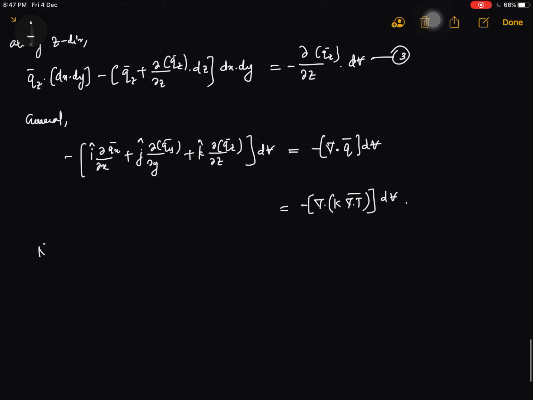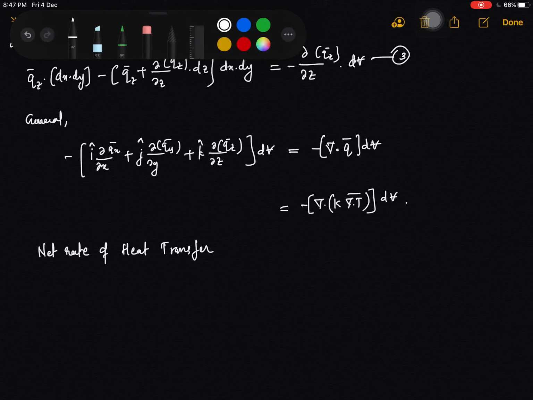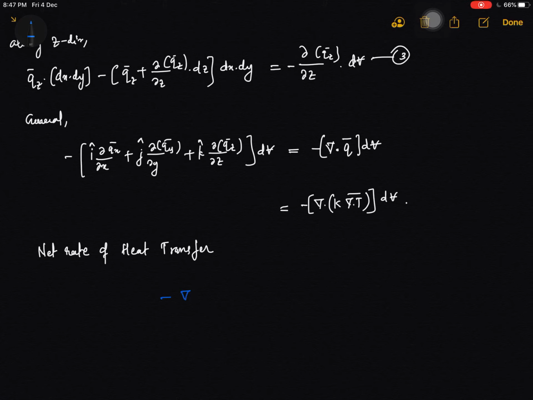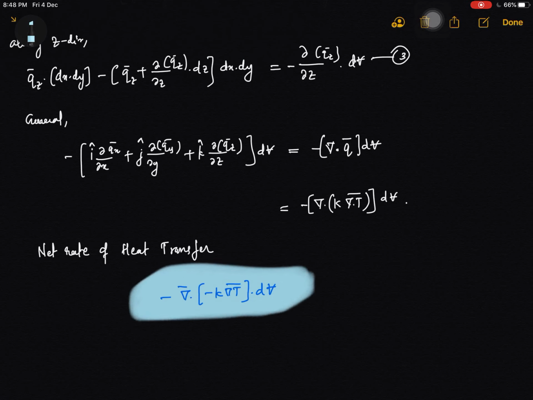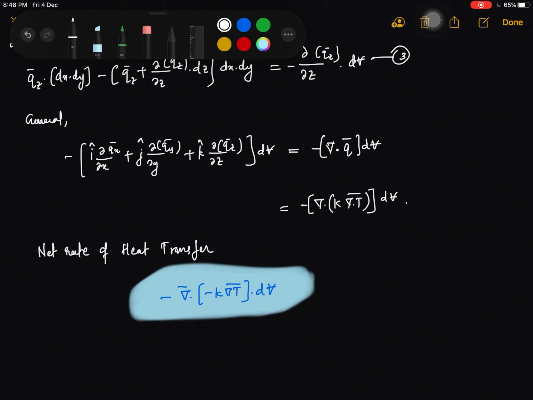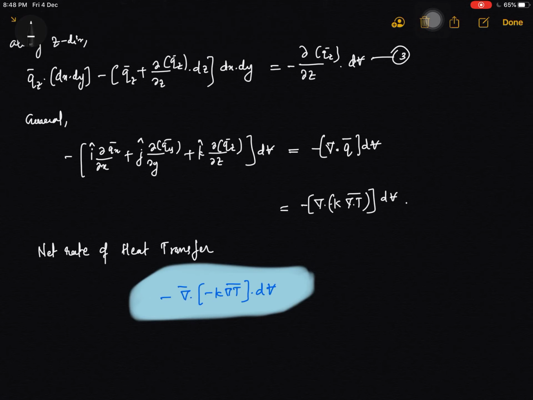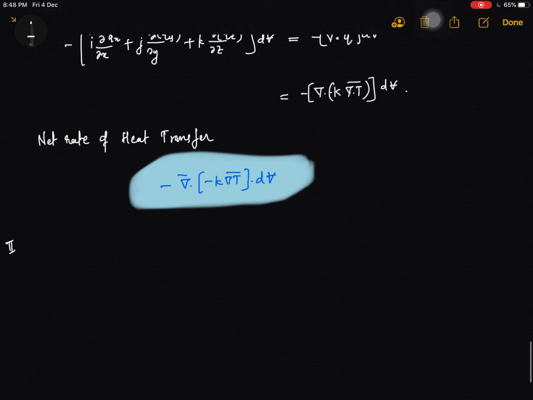So in general, the net rate of heat transfer within the element will be equal to minus del dot minus k del T into dv. Okay, so this is the net rate through the element. There is a minus sign over here.